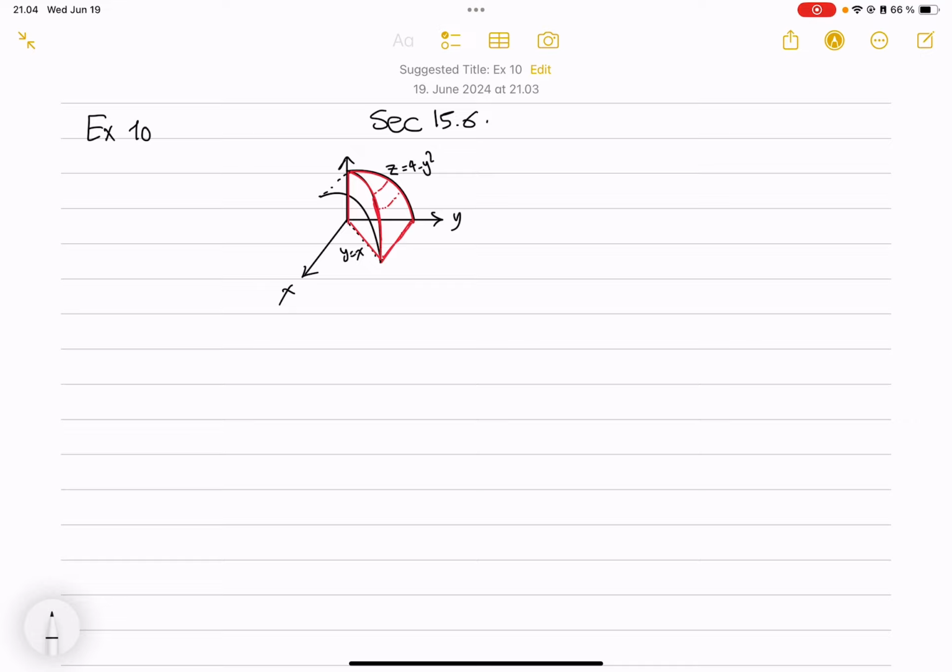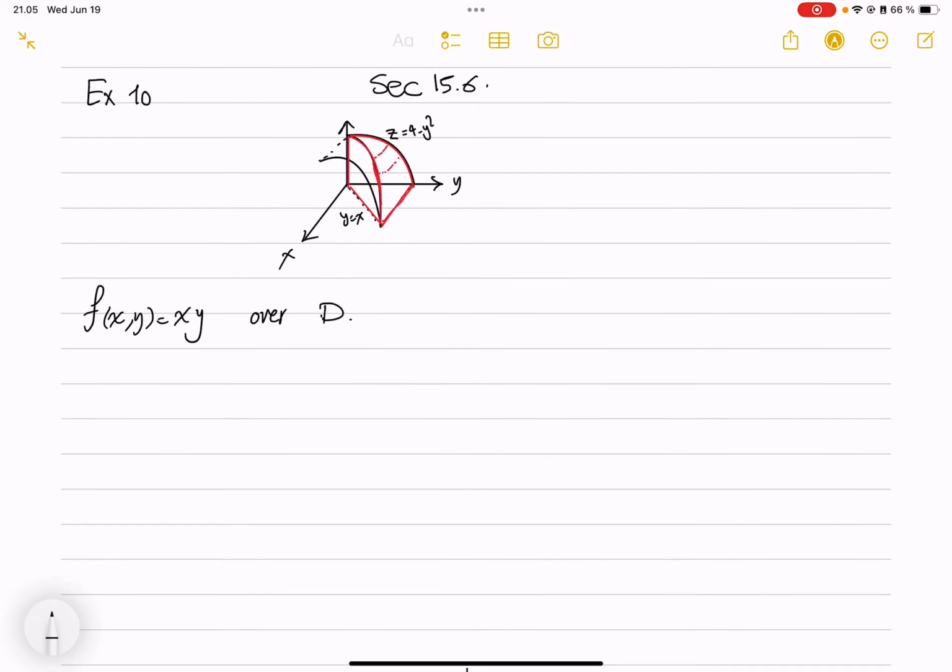So our job is to integrate the function f of x, y, z, x times y, over this region given here, D. How do we integrate this? As we know well at this point, is to first write it as an iterated integral. And the most difficult part is getting the boundaries of that triple integral right.